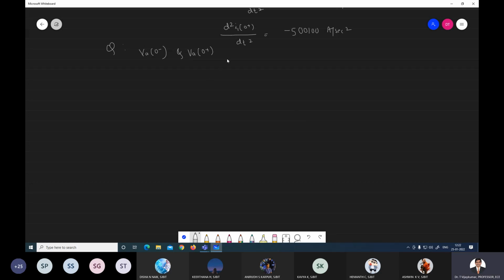Okay, next, they can ask the question like this. Note down. In the circuit shown, a steady state is reached with switch K open. At t equals 0, the switch is closed.